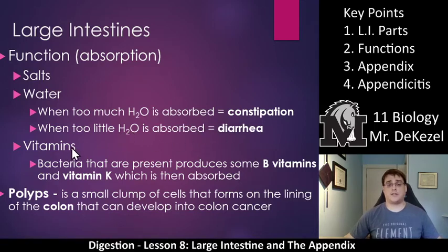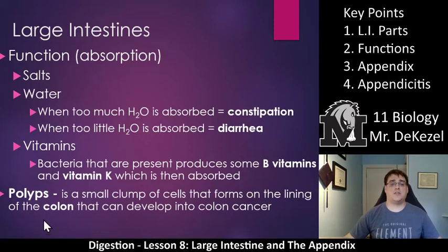It also absorbs a lot of vitamins. Vitamins that have made it through the small intestine get absorbed with the water in the large intestine. Bacteria that are present make some B vitamins and K vitamins, which are then absorbed. So that bacteria actually makes these vitamins, and then you can absorb them. Without that bacteria, you wouldn't be able to make these vitamins.